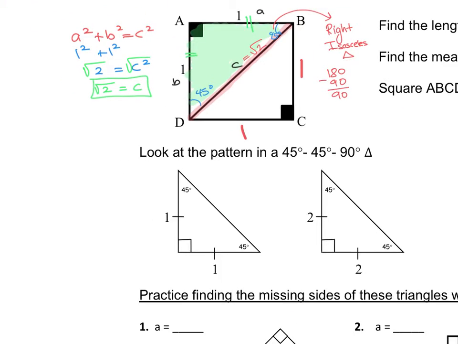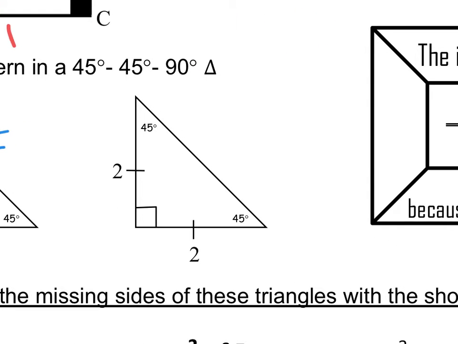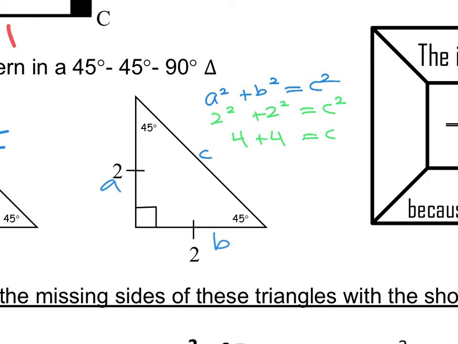So if I look at the first triangle, if the legs are 1, then the hypotenuse is square root of 2. So then I know that this hypotenuse is going to be square root of 2. What about this triangle? I know that the legs are 2 and 2, so A squared plus B squared is equal to C squared. So these are the legs, and this is the hypotenuse. So 2 squared plus 2 squared is equal to C squared. So 4 plus 4 is equal to C squared.